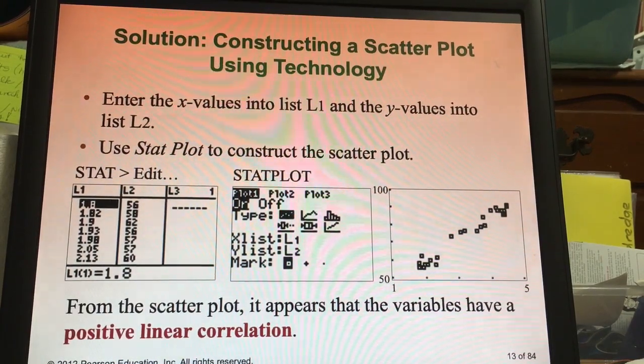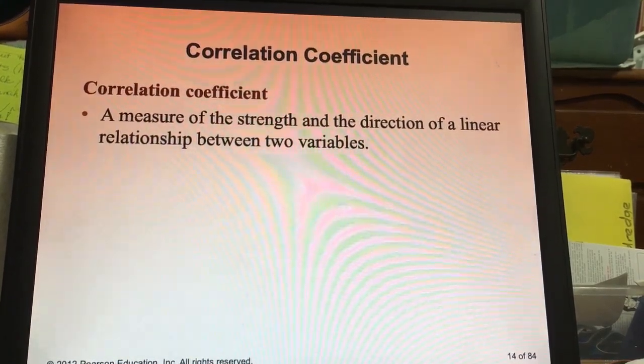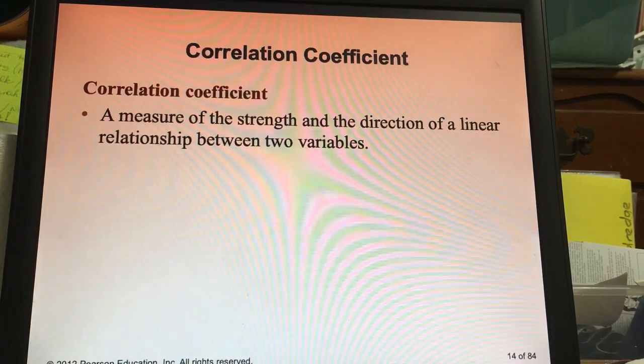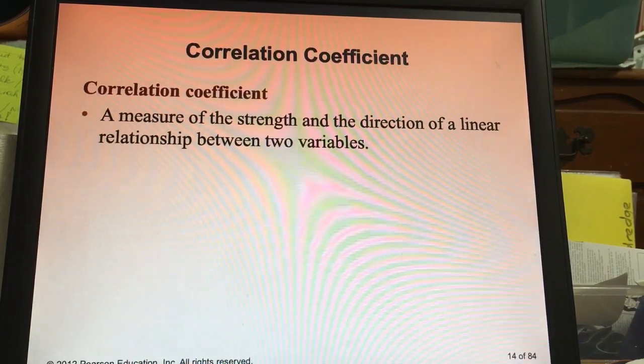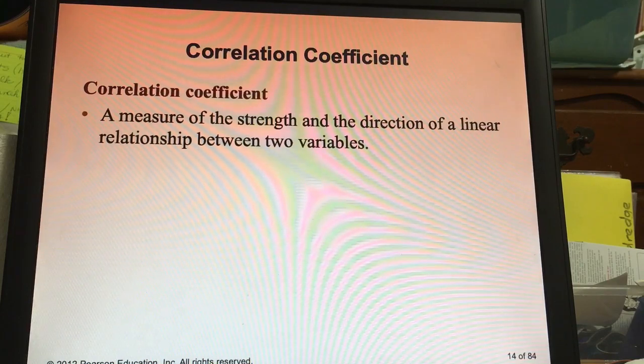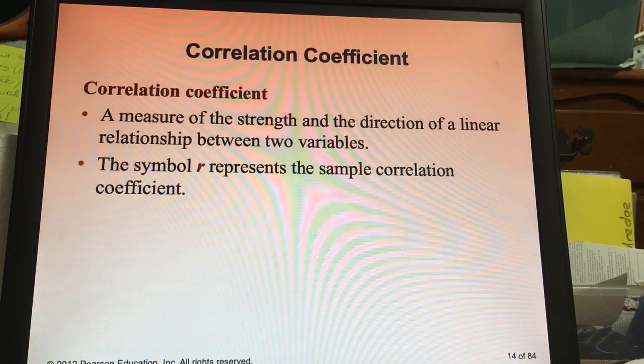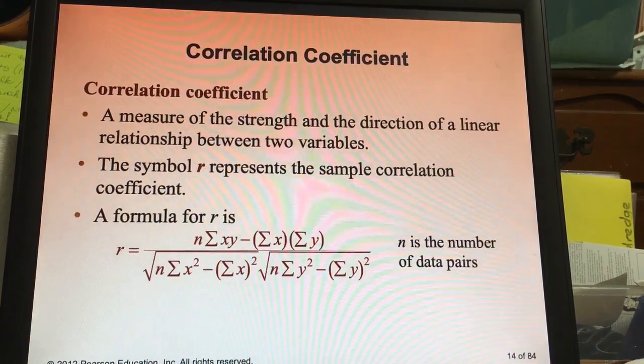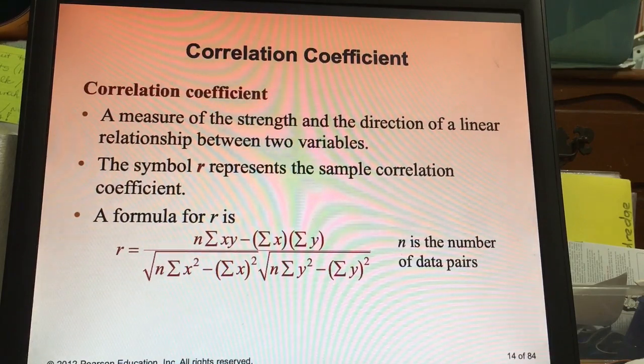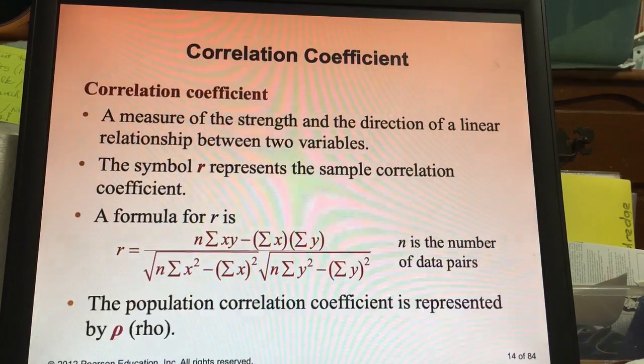From the scatter plot, it appears that the variables have a positive linear correlation. So now we're going to talk about the correlation coefficient. We have a number that tells us how close to a line the data is. The correlation coefficient is a measure of the strength and the direction of a linear relationship between two variables. The symbol R represents the sample correlation coefficient. And the formula is there. So R, the correlation coefficient, equals, and we're going to talk about how to get this now.